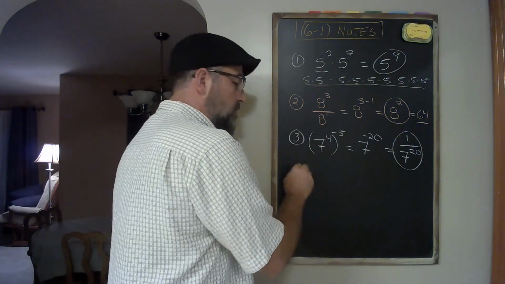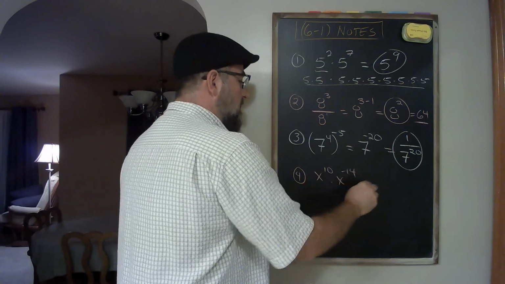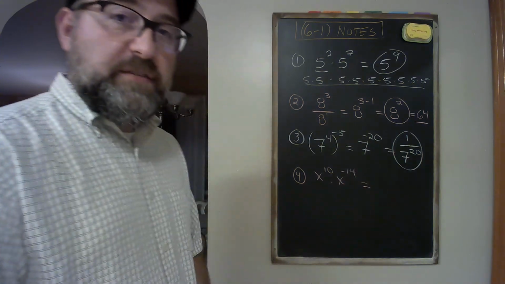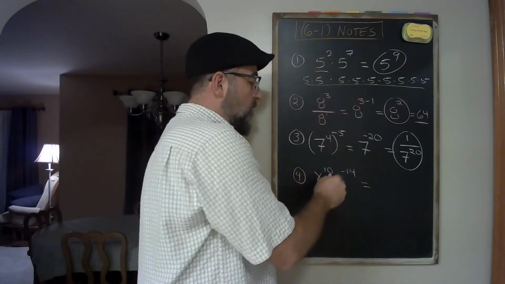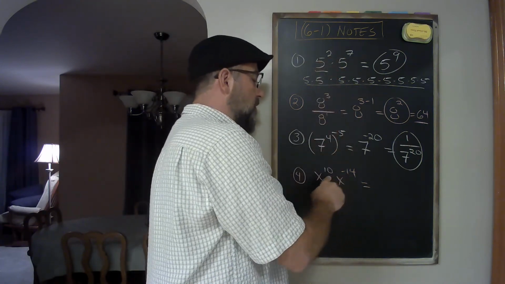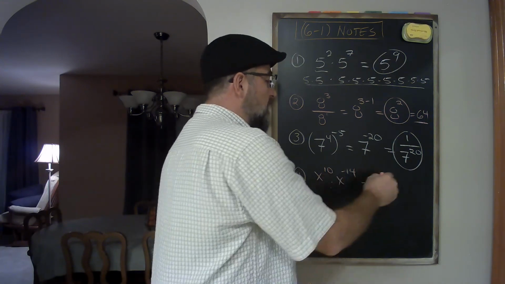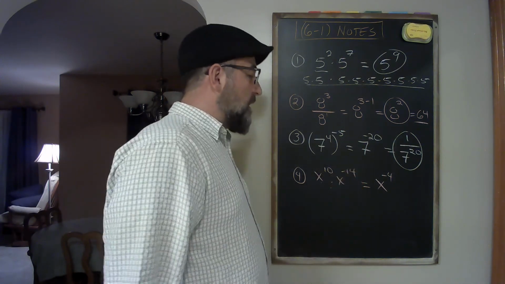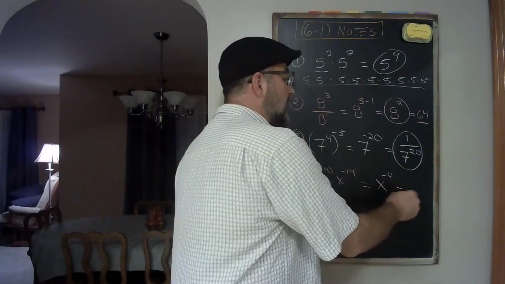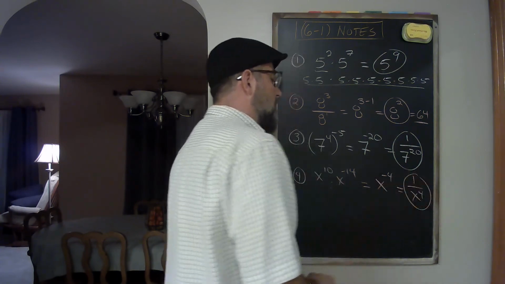Number 4, we have x to the 10th times x to the negative 14th. This is just like that first problem. We have the same base. We are going to add the exponents, so we'll have x to the negative 4th. When you add 10 to negative 14, you get negative 4. And again, that negative exponent, that's going to allow us to write 1 over x to the 4th.